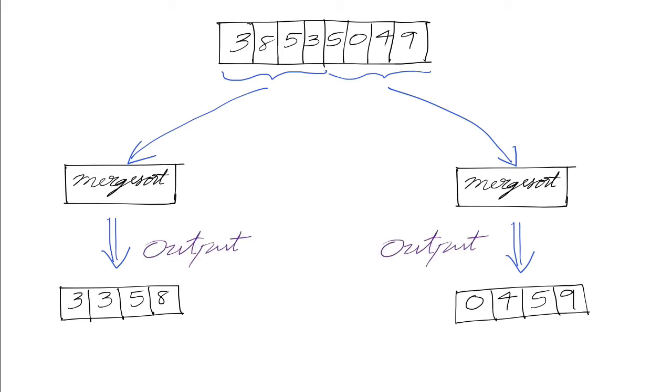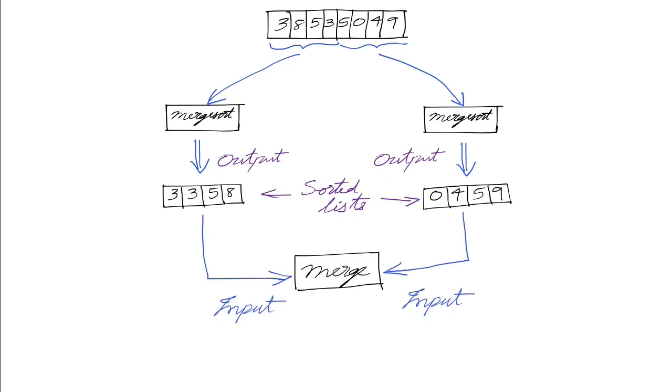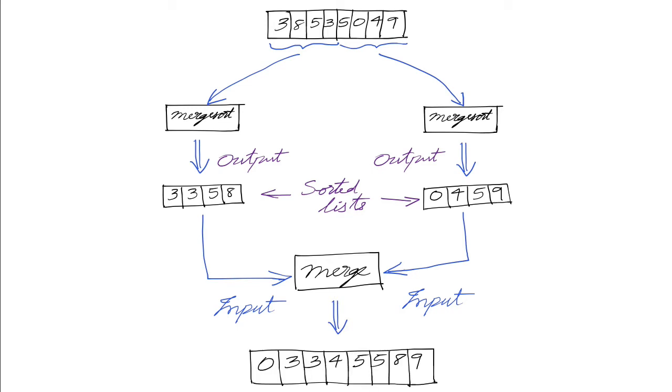These are the output from the merge sort routine, and these are sorted lists, and we can merge this by feeding these lists into the merge method. So we have two inputs going into the merge routine. Output of the merge routine gives a sorted list of all the elements. This is a sorted list.